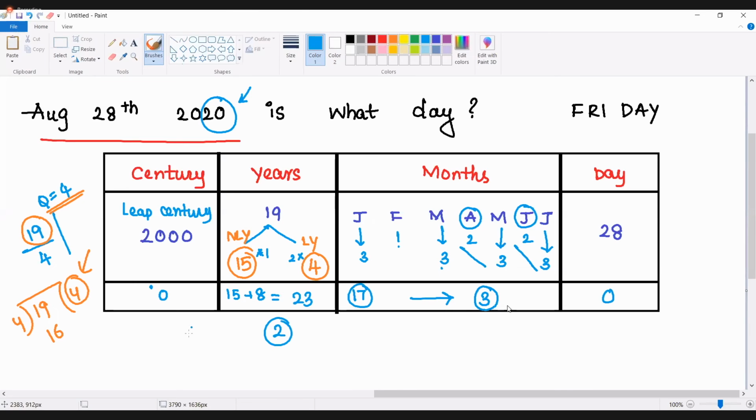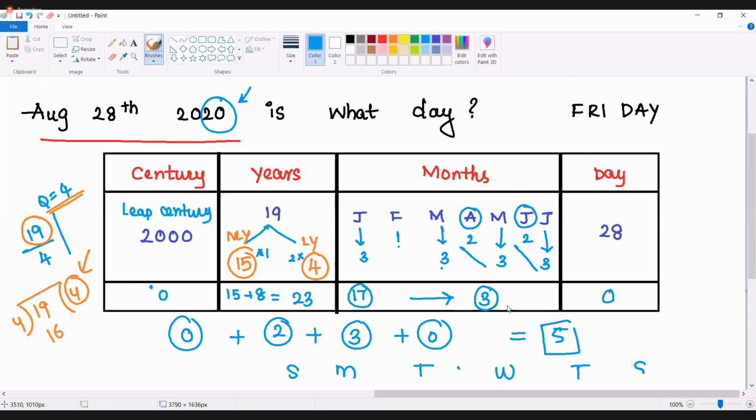So here it is 0, here it is 2, here it is 3, here it is 0. So what is the total number of odd days? 5. If it is 5, what can we do? Sunday, Monday, Tuesday, I already told this. Wednesday, Thursday, Friday, Saturday. You can just count the numbering as 0, 1, 2, 3, 4, 5. So you are getting 5, which means the answer choice is Friday. Like that you can take any day and find out the day of that particular date.